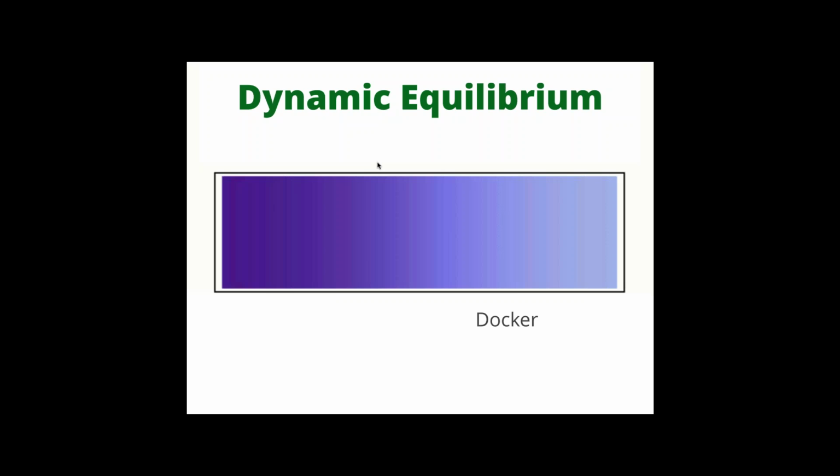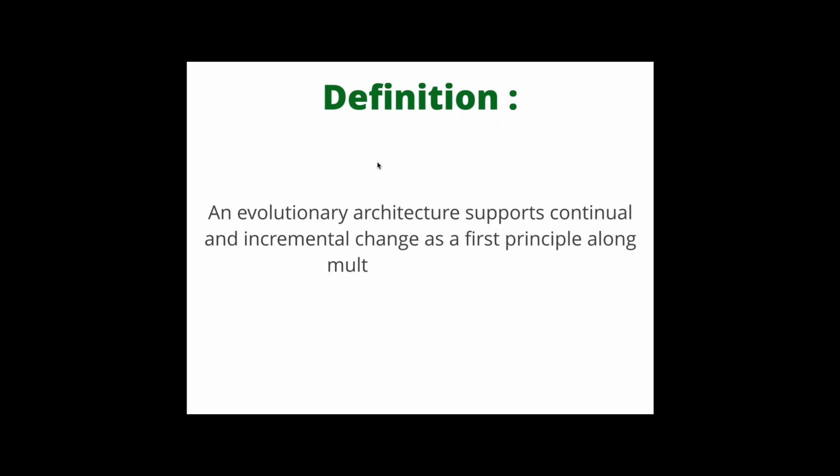So let me give you our definition of evolutionary architecture, and then I'll talk about a bunch of the nuances of this definition. This is our working definition, and this is still very much a work in progress as we're working on this book. Our working definition is: an evolutionary architecture supports continual and incremental change as a first principle among multiple dimensions. Let me explain what I mean by this definition.